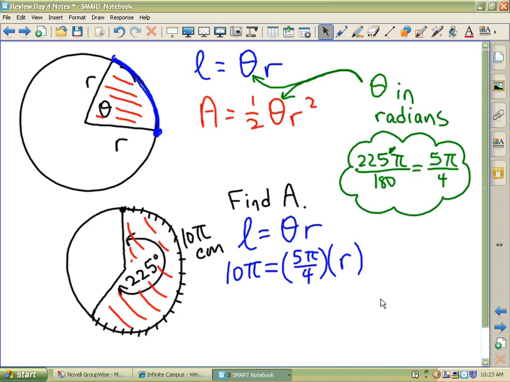So I need an r. I want to know what r is. The pi's drop out. The 4 comes up. The 5 goes down. 40 over 5 is 8. And we're done.